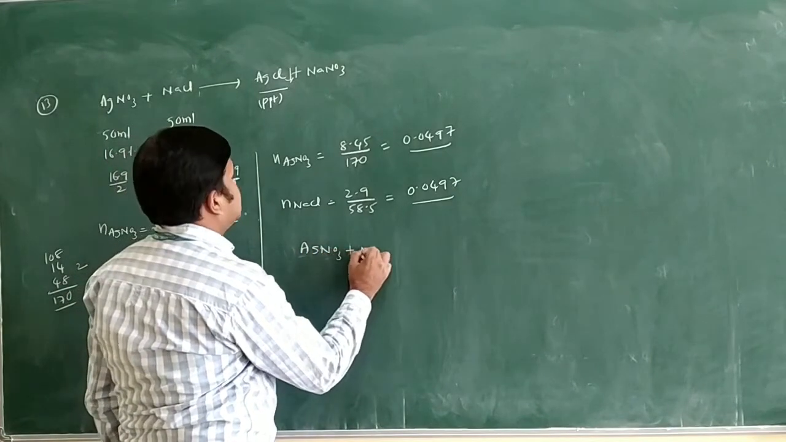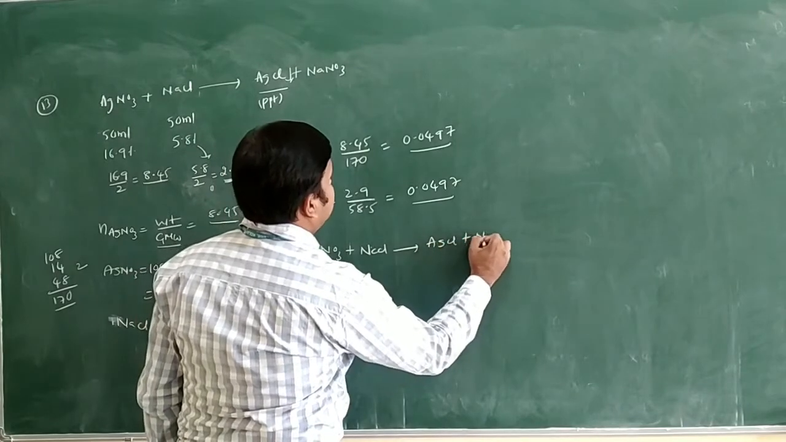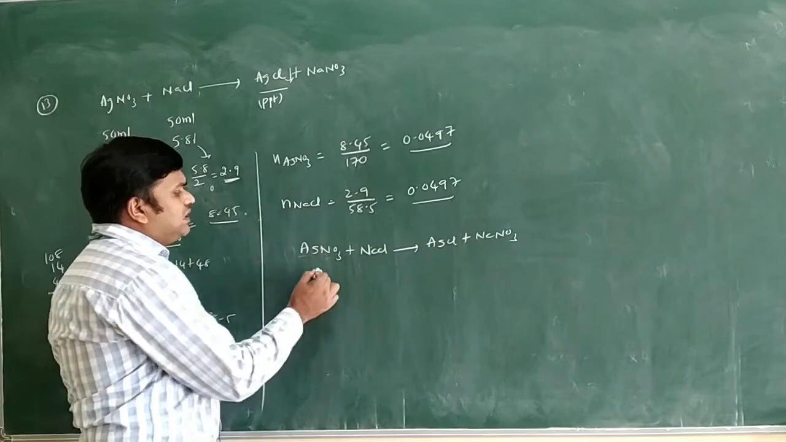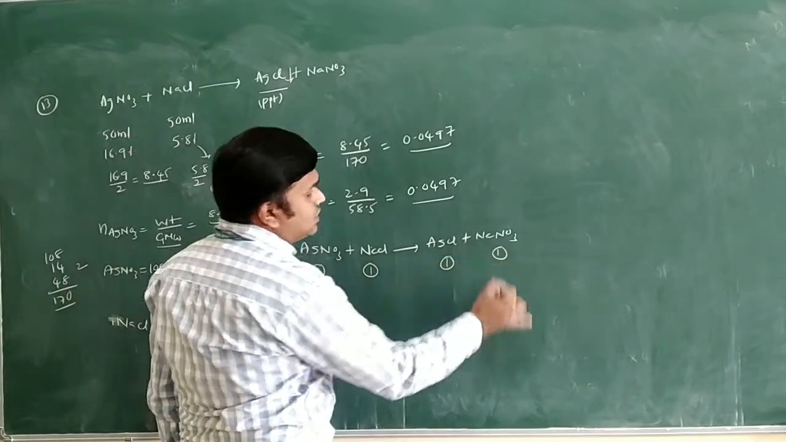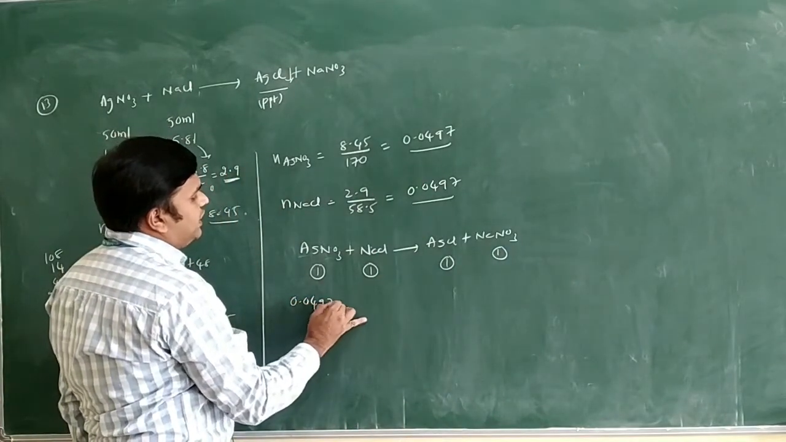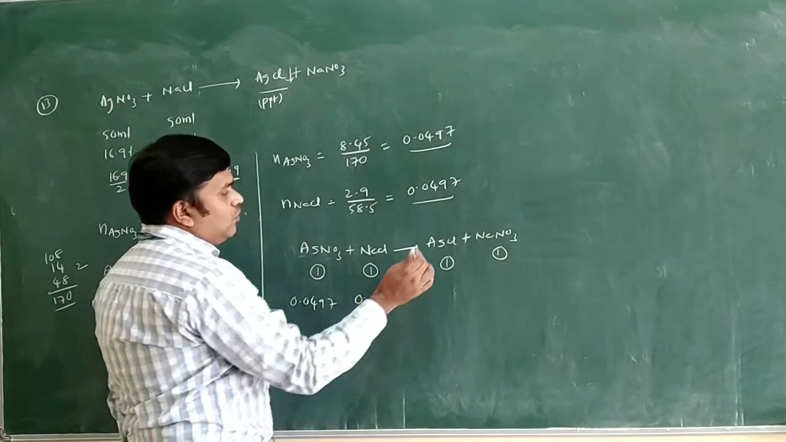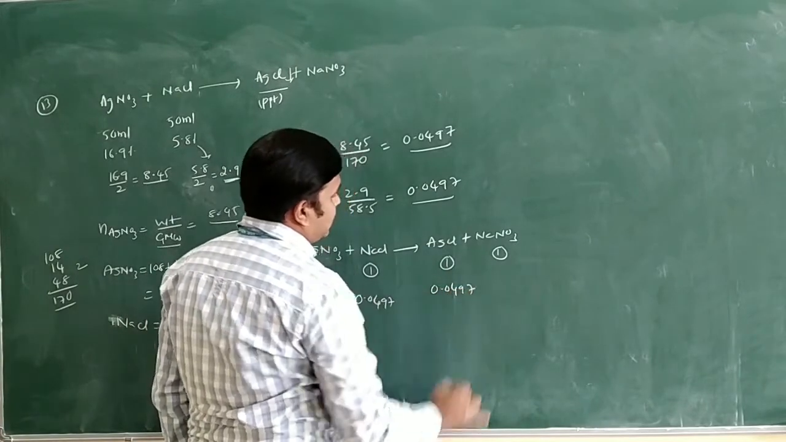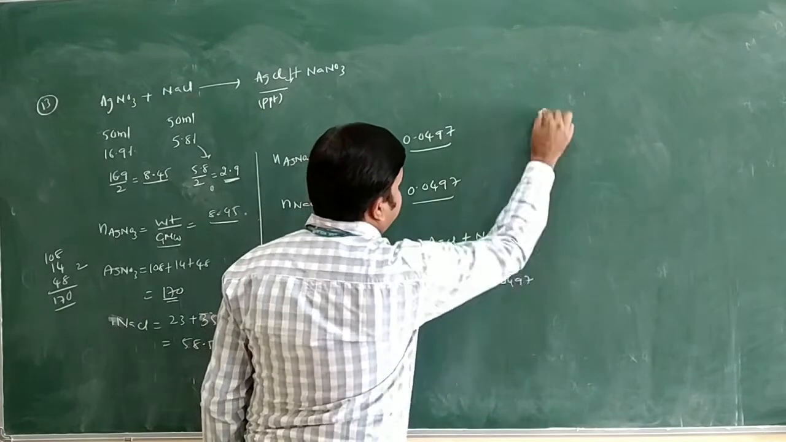Again I am writing the equation. AgNO3 plus NaCl gives rise to AgCl plus NaNO3. So according to the balanced equation, how many moles do you have? 1 mole, this is 1 mole, and this is also 1 mole. Here how many moles are formed? 0.0497. This is also 0.0497. What is the number of moles of HCl formed? This is also 0.0497. They did not ask, but if you write, this is also 0.0497 moles formed.